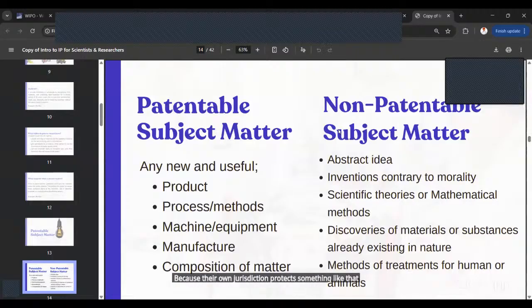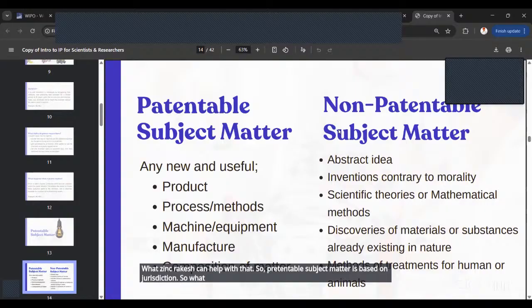I'm not so sure what the Indian law says, but I think Rakesh can help with that. So patentable subject matter is based on jurisdiction. So what might be patentable in Nigeria might not be patentable in other jurisdictions and vice versa.